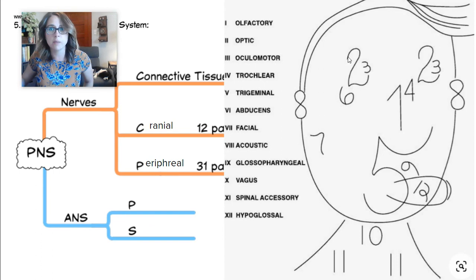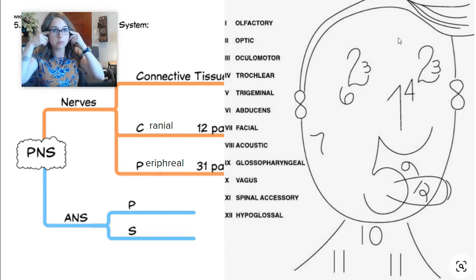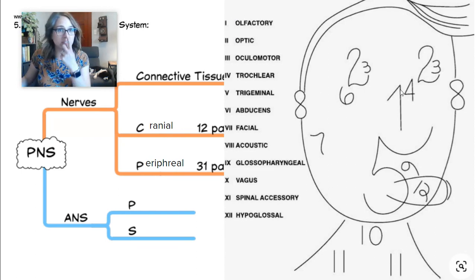So for example, the optic nerve, number 2, controls what I see, the vision, the sensory information coming in from my eye. The oculomotor nerve is number 3. Notice how it's right here. That's the one that controls the little muscles on my eyeball that move my eye. When I say look up, look down, left, right, those oculomotor nerves are controlling my eye movements. Olfactory, number 1, is smell. So they have it here where the nose belongs.